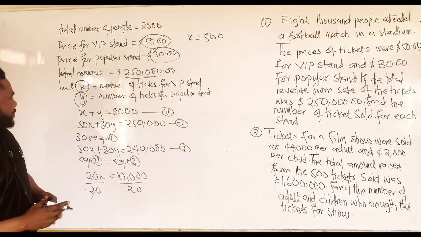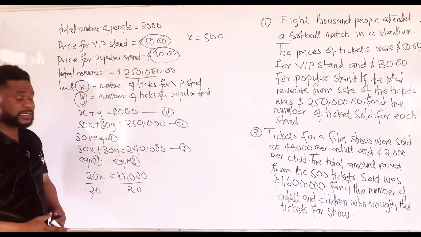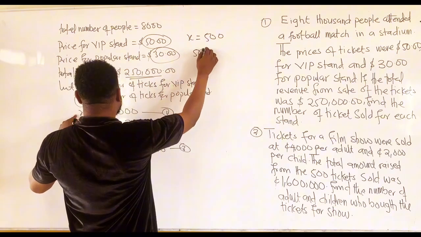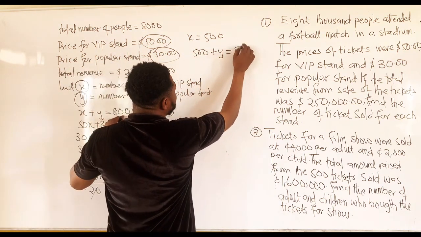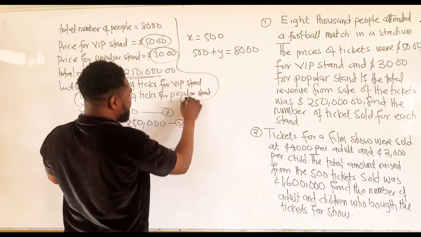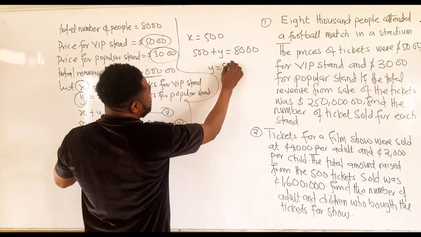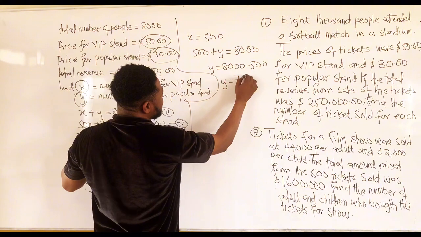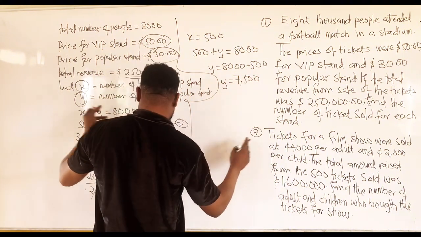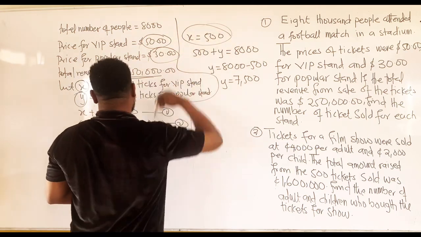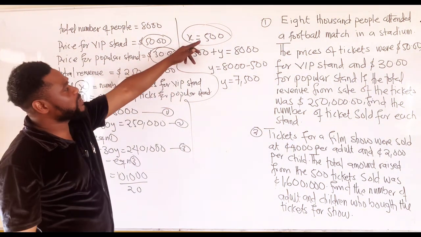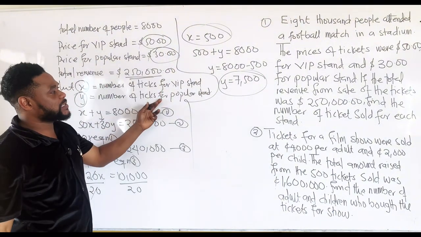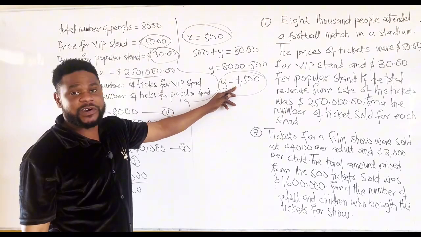How can we get our y? We can substitute x into any of the equations to get y, but equation 1 will be easy. So substituting x here, we have 500 plus y equal to 8,000, as we can see here. So our y will be equal to 8,000 minus 500. So our y is going to be 7,500. So we can conclude that the number of tickets sold to VIP stand is 500, as you can see on the board, and the number of tickets sold to popular stand is 7,500, as we can see.